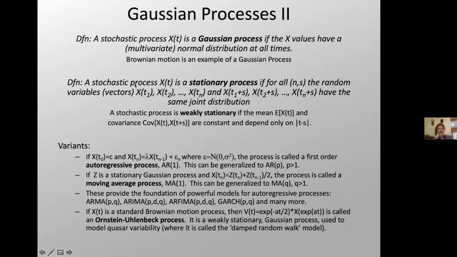So a stochastic process is a Gaussian process if the values of the random variable have a normal distribution at all times. And it's a stationary process if it is the same at different times. And there's actually weak stationary and strong stationary and stuff like this. And let me just mention that it doesn't have to be stationary at all. It doesn't even have to be Gaussian.